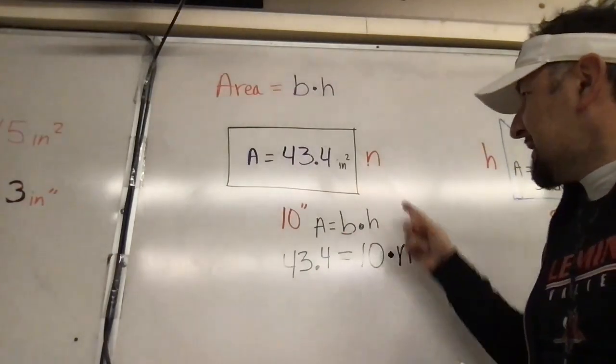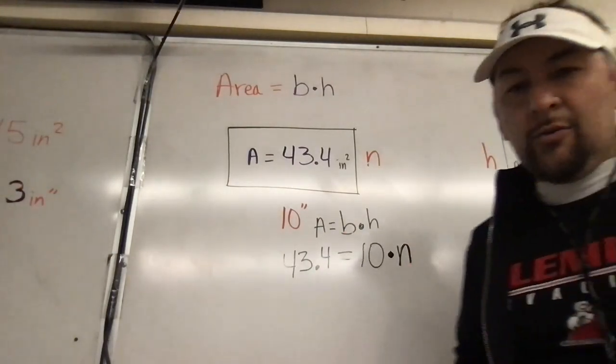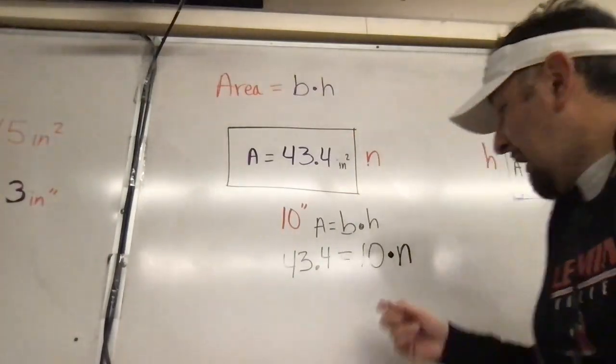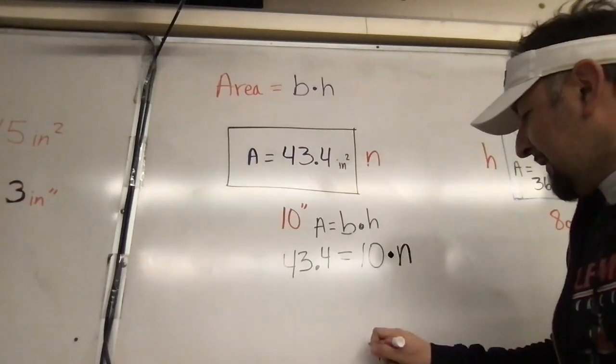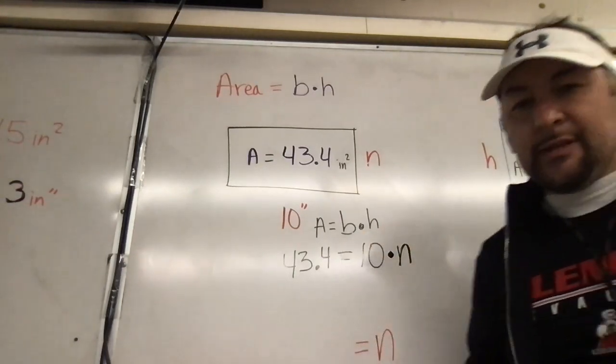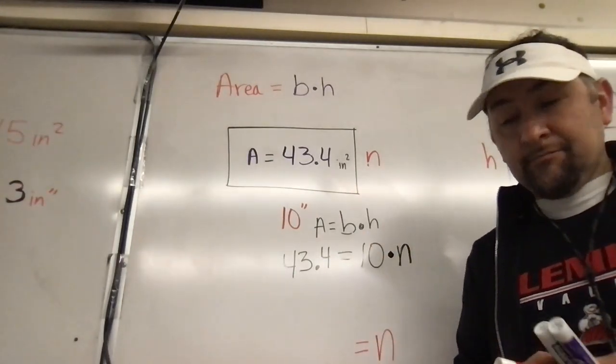This is the only one that's missing, right? The height. So now we just have to do a little bit of algebra. I want to know what this missing number is. How do I figure out what that missing number is using algebra here?